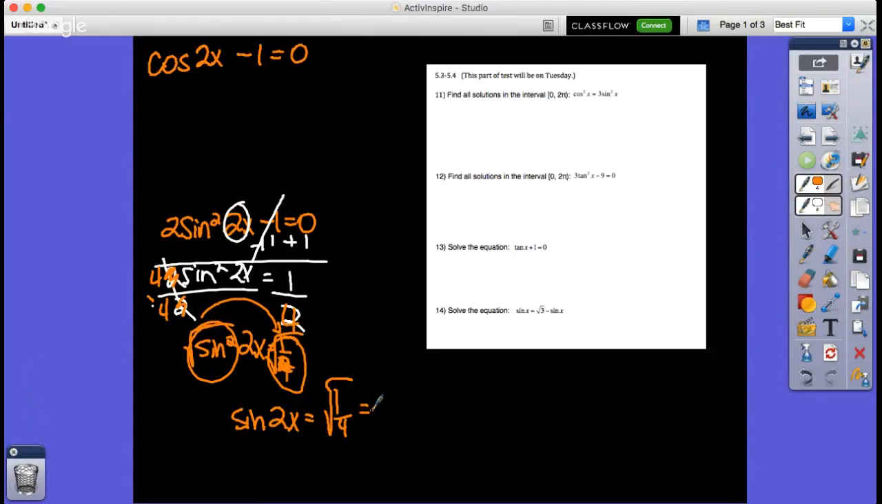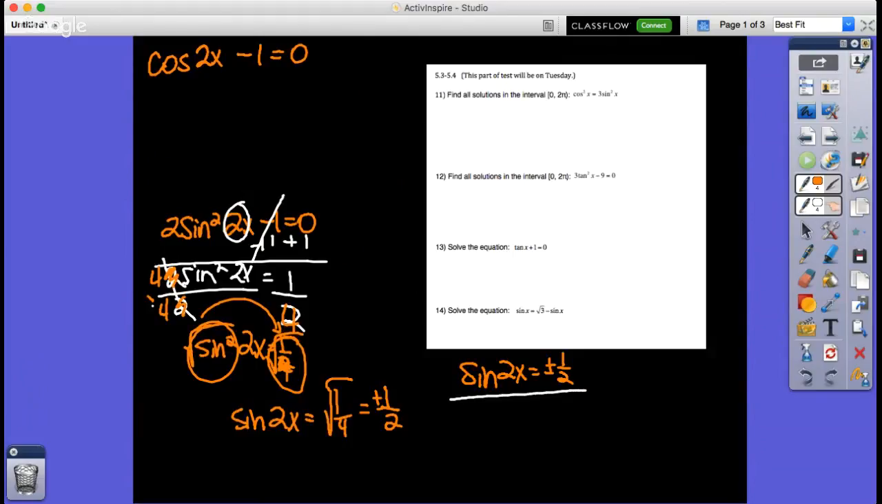Which, what's the square root of 1/4? Well, that's the square root of 1 over the square root of 4. So that would be 1 over 2. And by the way, when we have a square root of a squared, we have to have plus or minus. So we could say this. Where is sine of 2x equal to plus or minus 1/2? So how do we find that?